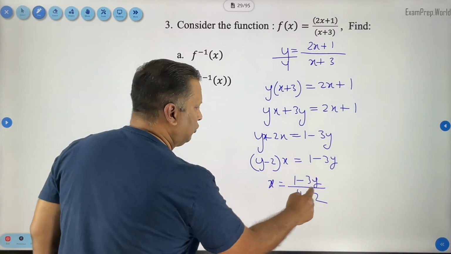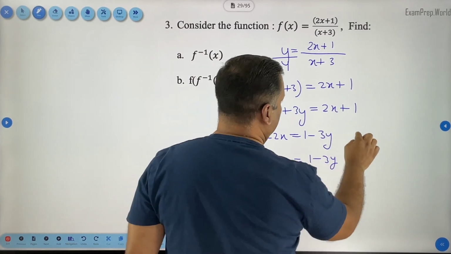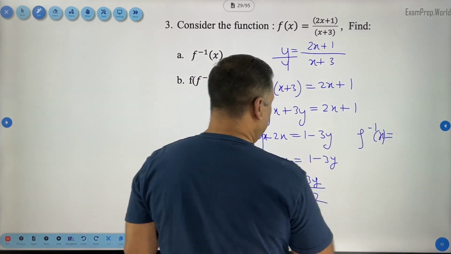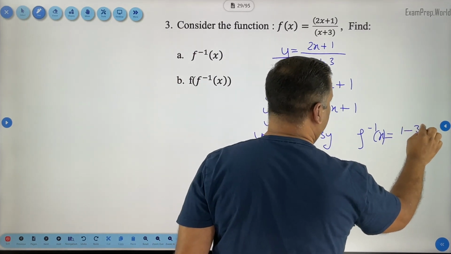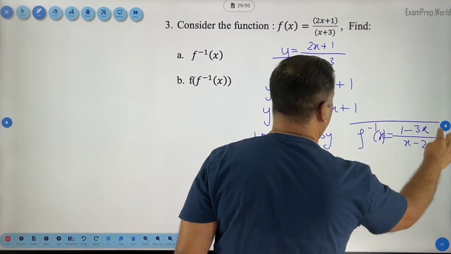So just replace this y. So the inverse function will be f inverse of x equals (1 minus 3x) divided by (x minus 2). That's your answer.